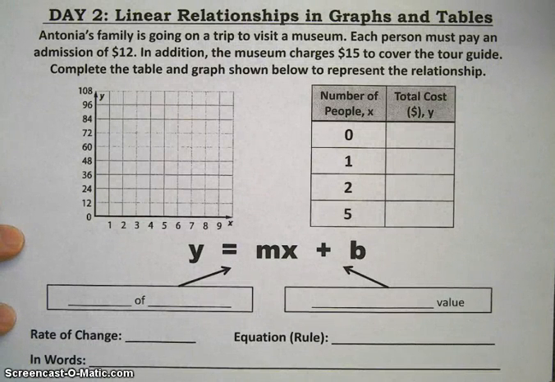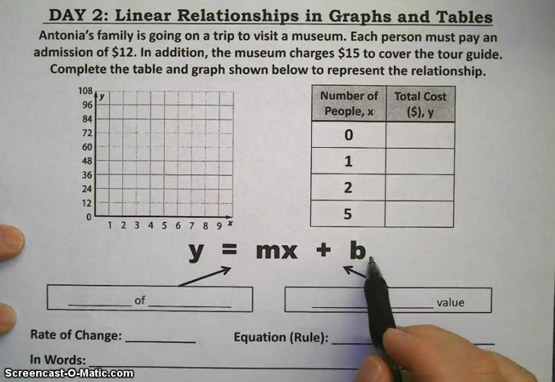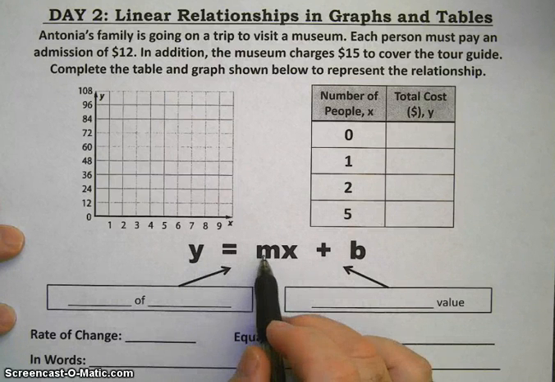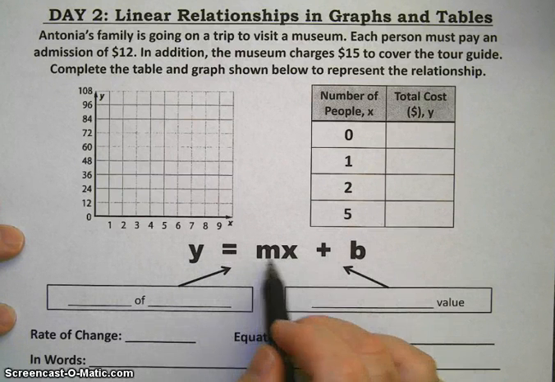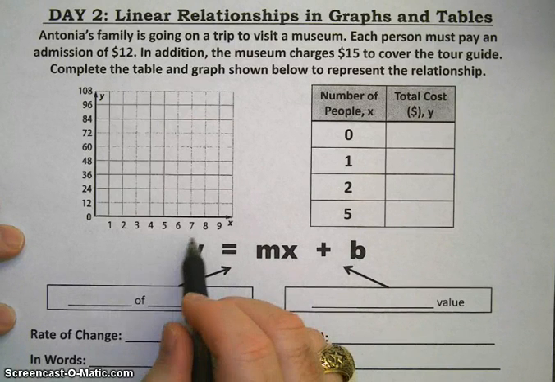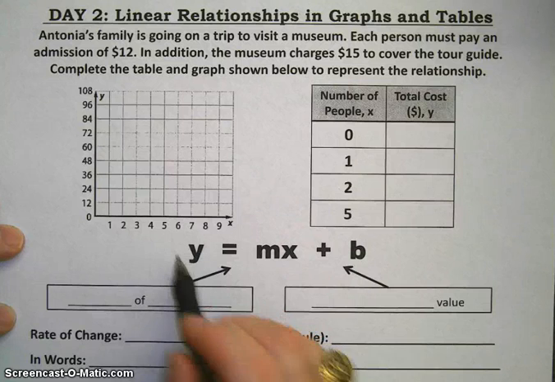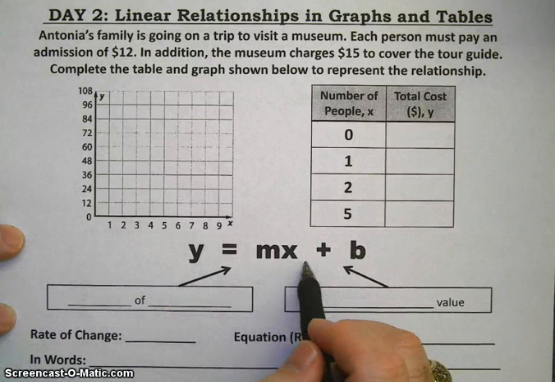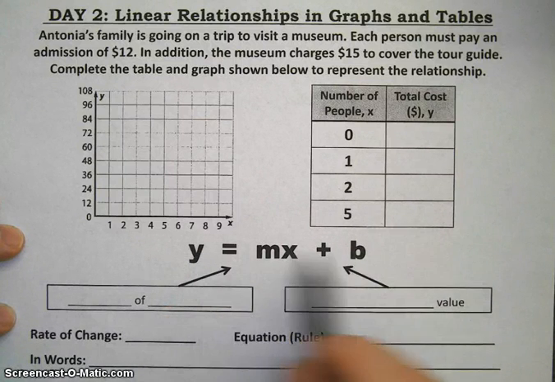Okay, today we're looking at day 2, linear relationships in graphs and tables. First, let's look at the general form for a linear equation: y equals mx plus b. M times x is what mx means. Just as a reminder, y is the dependent variable and x is the independent variable. We'll talk about what m and b are in just a minute.